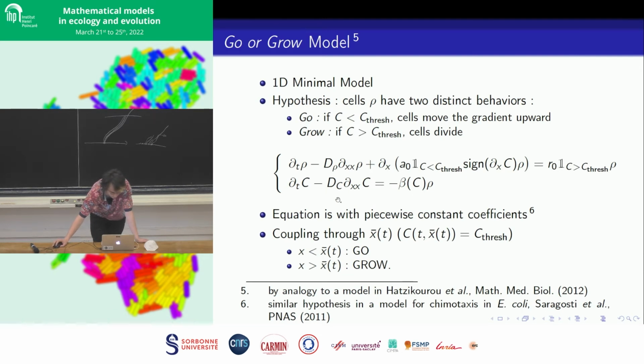And we combine this with an equation on C that models consumption of oxygen. And this equation is very simple, and it becomes very interesting because the coefficients of the equation are piecewise constant. And this will enable us to compute explicitly a lot of stuff. Yeah, and also the coupling here in this equation really goes through the position of the threshold. So if you know where x bar is, then you can say, well, to the left you are going, and to the right you are growing.